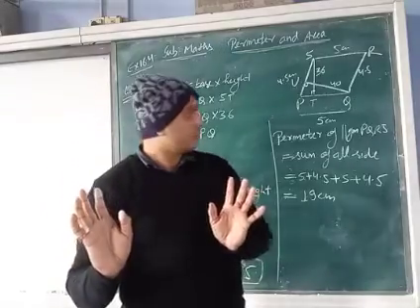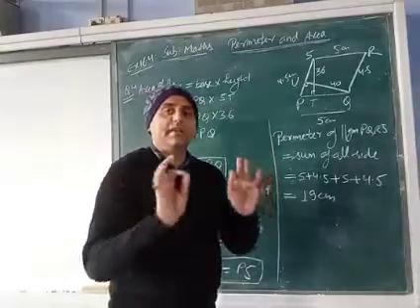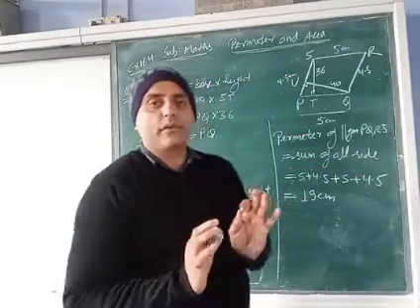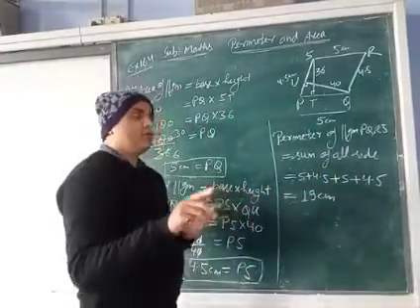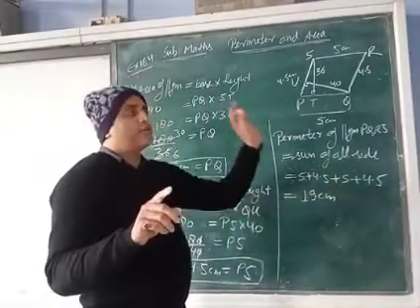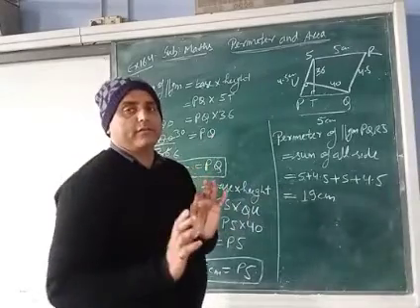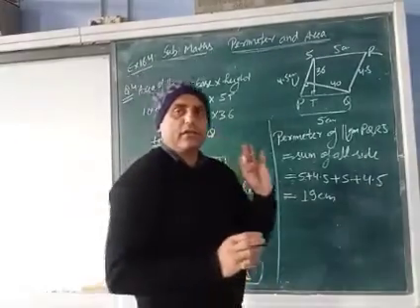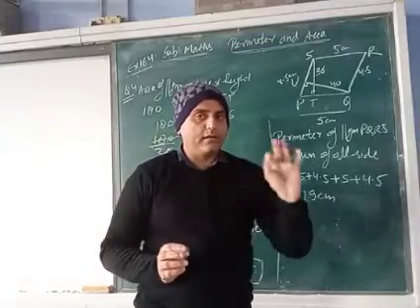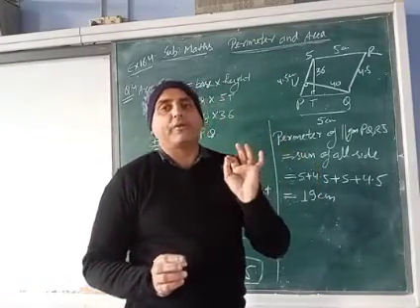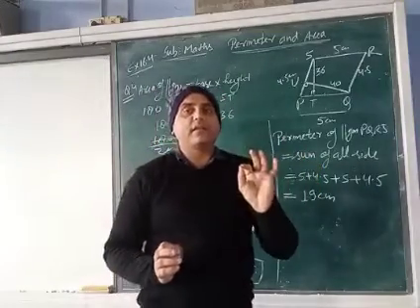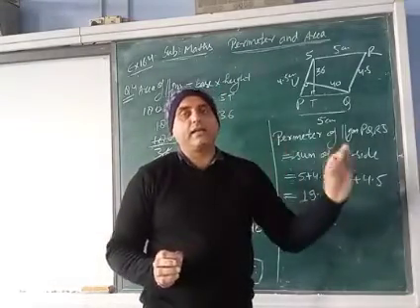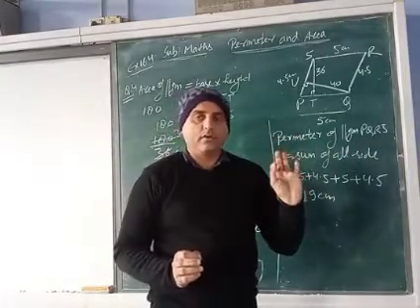Is it clear? If in a triangle the height is not given, then you have to draw the altitude, or draw the perpendicular. That is the altitude, and the side on which the altitude falls is the base. And in a right angle triangle, you know base, perpendicular and hypotenuse. So in a right angle triangle, the area of triangle is 1 by 2 base into perpendicular, base into height, or base into altitude. All are the same.